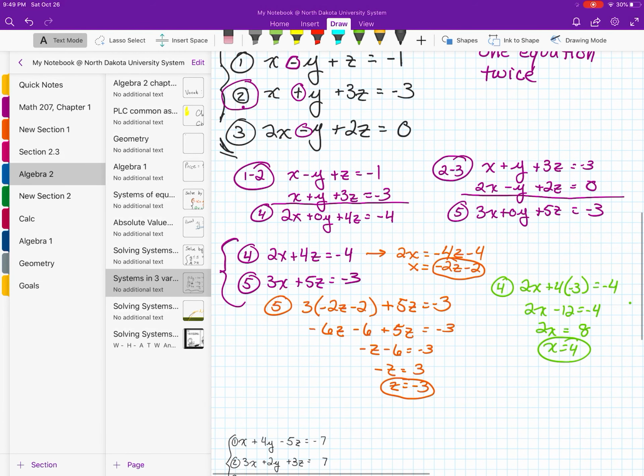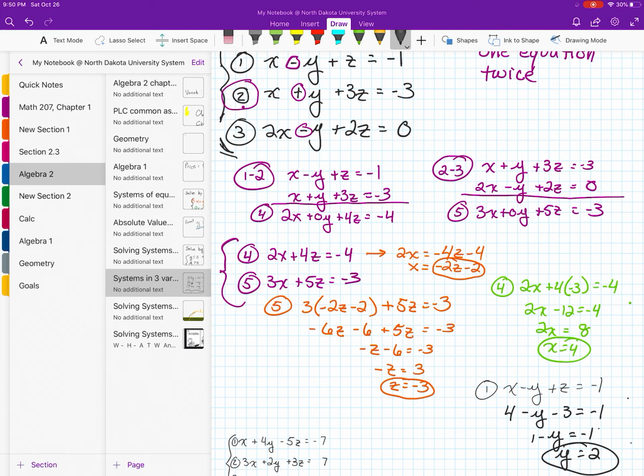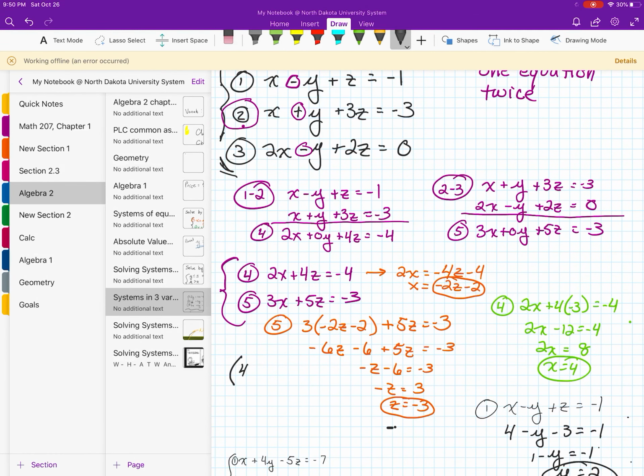Now, to get y, we're going to actually go way back up here to one of the original equations. I'm going to use equation 1. I have x minus y plus z equals negative 1. Okay, substituting our values for x and z, we get 4 minus y minus 3 equals negative 1. We get 1 minus y equals negative 1. We get y equals 2. So our ordered triple is going to be 4, 2, negative 3.